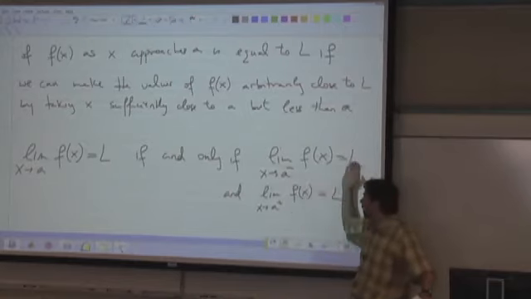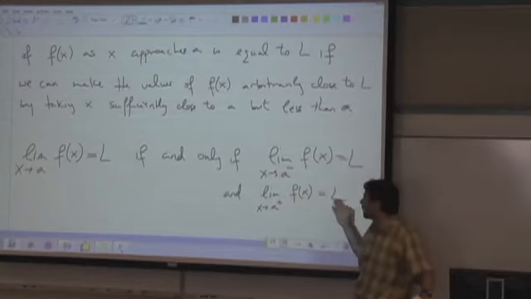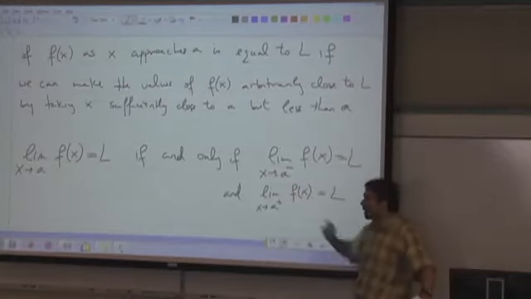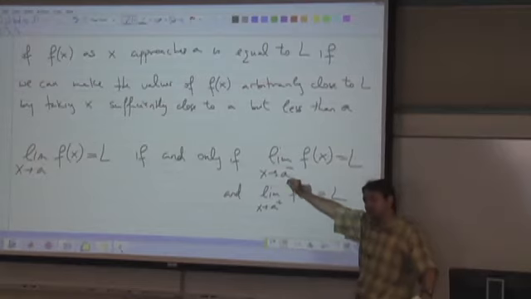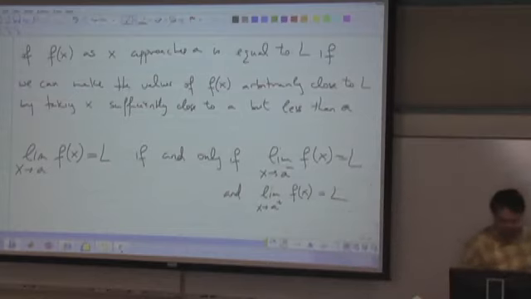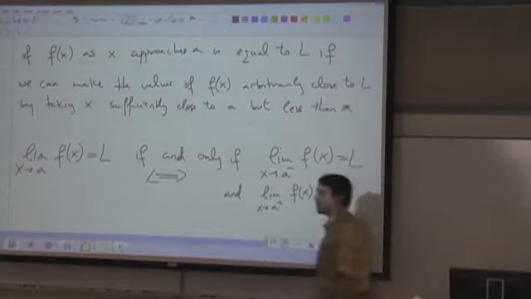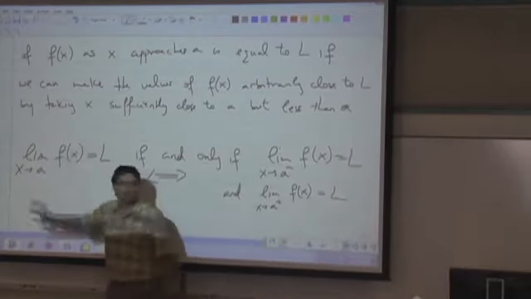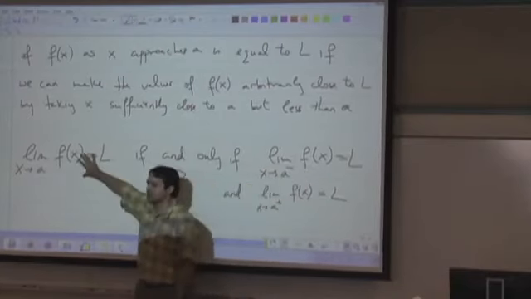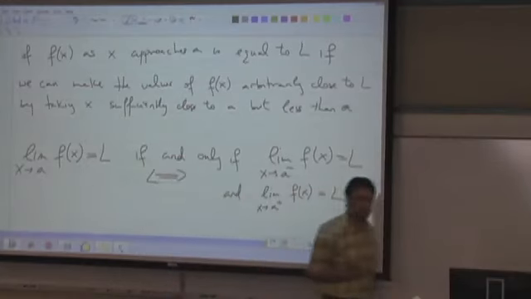Coming from the left I end up with L. If coming from the right I end up with L as well, then my original limit is L. Otherwise, if these don't agree with each other, then I actually don't have a limit. Are you familiar with if and only if conditions? Do you understand what if and only if means? An alternative way of saying that is equivalent, which basically says if this is true, then that's true, and also if this is true, then that is true. Okay?